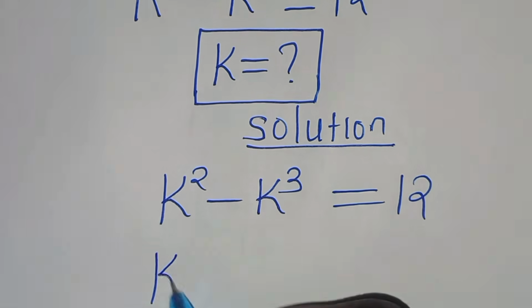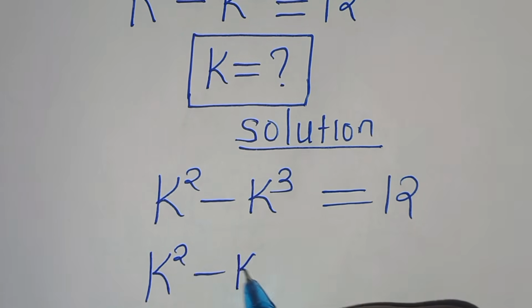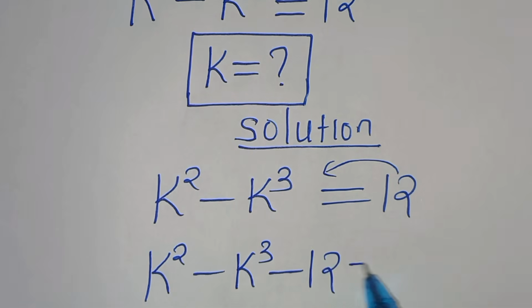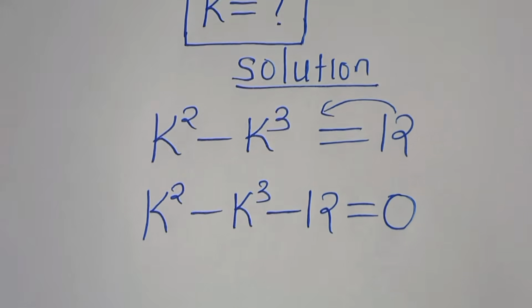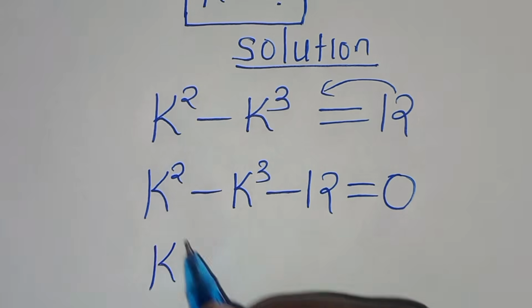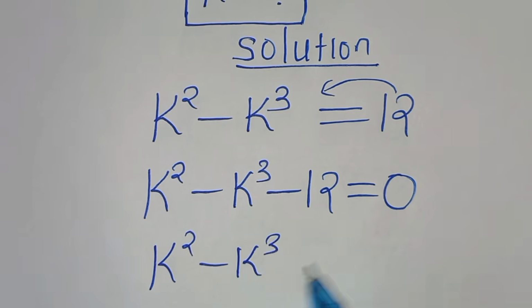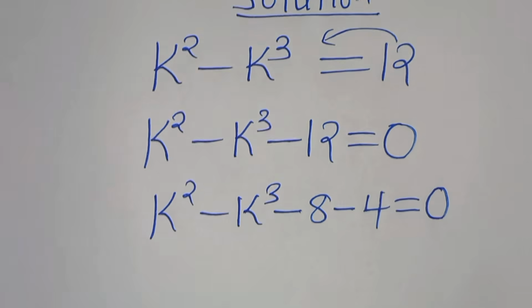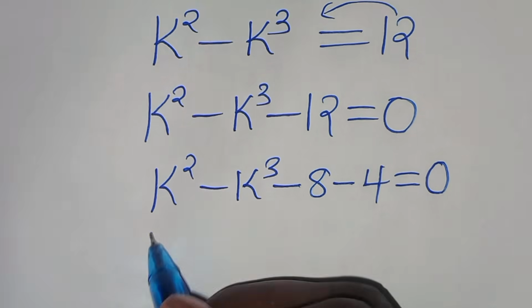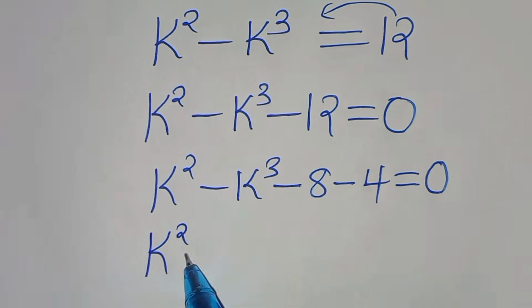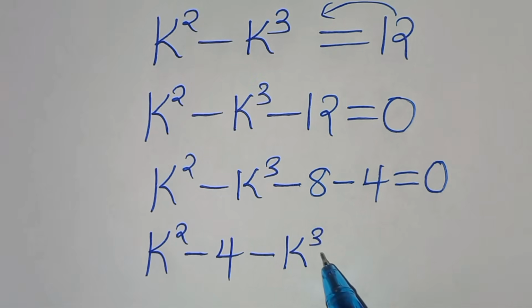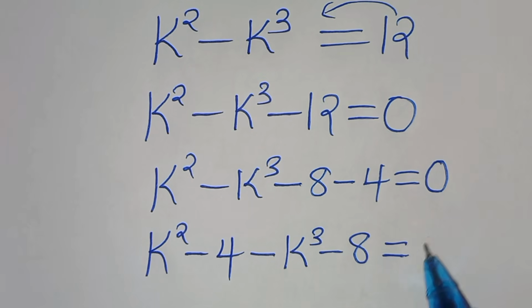Now, k squared minus k to the power of 3. Let's take 12 on the left-hand side. So minus 12. This is equal to 0. So this is k to the power of 2 minus k to the power of 3 minus 12, which is minus 8 minus 4. This is equal to 0. Now, this is k to the power of 2, subtract 4, then minus k to the power of 3, subtract 8. This is equal to 0.